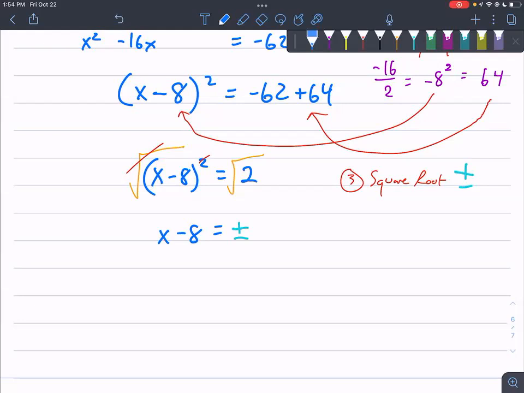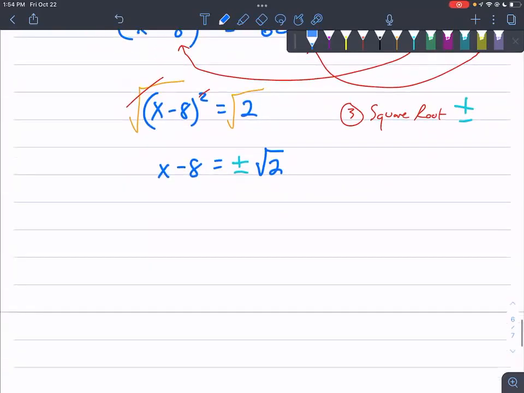So again, if it was the square root of 4, we know what that is. If it's the square root of 25, we know what that is. Square root of 16, we know what that is. Square root of 2, that would be some kind of decimal we'd have to approximate. We'll just go ahead and leave it as a radical. And what's the last step? Add 8.